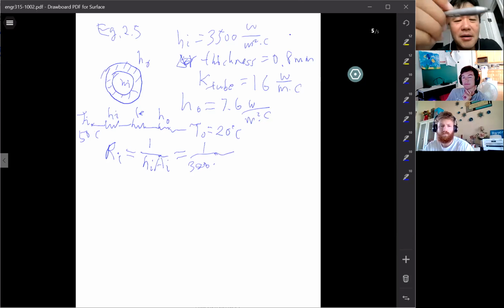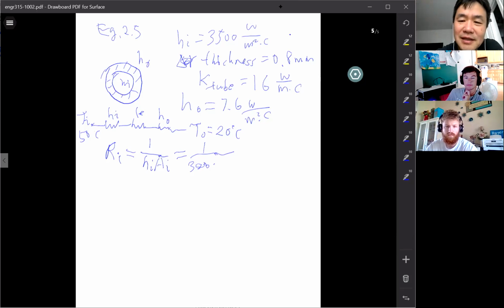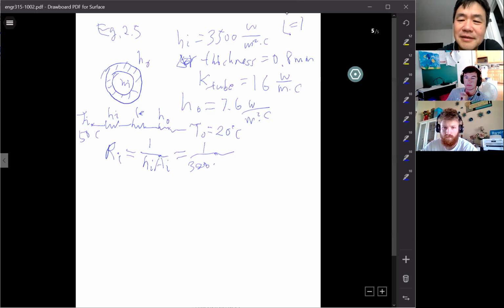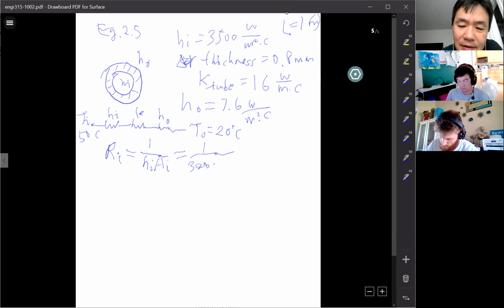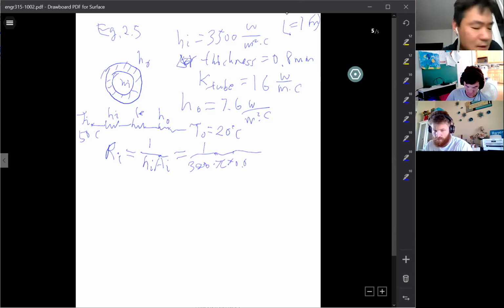So how about the length? I think it says unit length. Unit length, let's say L equals 1 meter. So it will be pi d times 1. I think that's what the book says, right? What is diameter? Inside diameter is given, right? 2.5 centimeter, 0.025 meter, times 1. Okay, so I think you can key in the calculator. It's 0.00364.